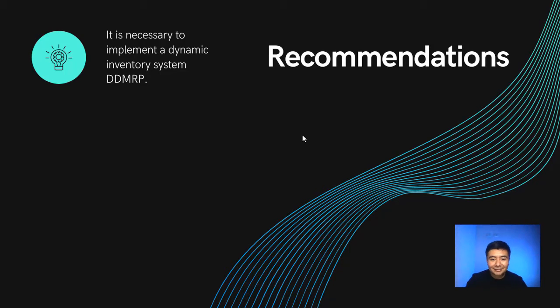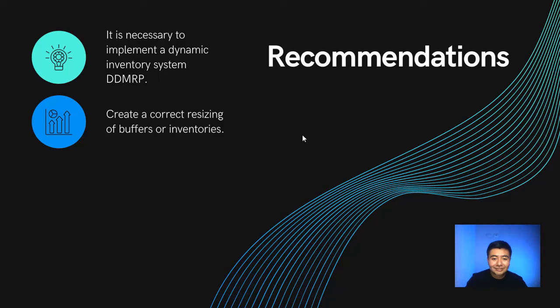It is recommended to make an improvement in these areas because it was evidenced that the product process is currently carried out in an inefficient way. Following the DDMRP system, the next recommendation would be to create a correct resizing of buffers or inventories. This would have the purpose that the supply of products can be expanded or reduced. This resizing should be carried out with respect to the real daily demand.